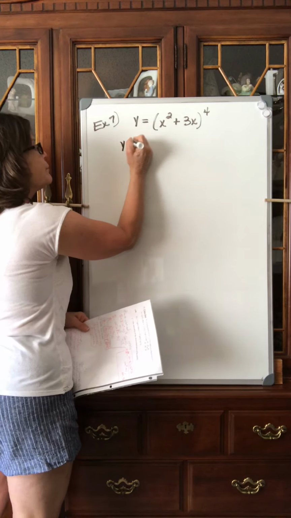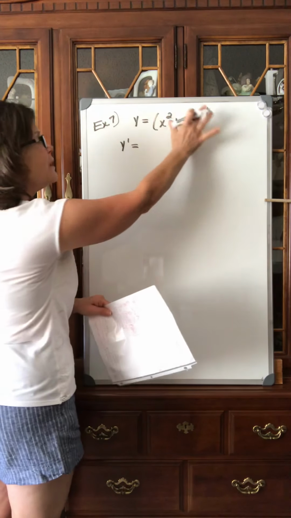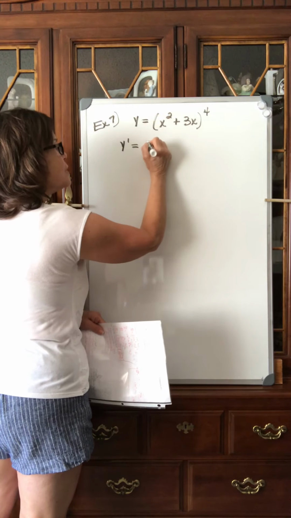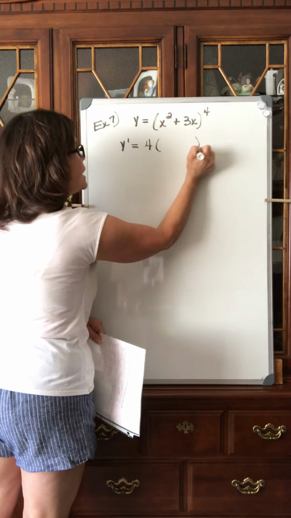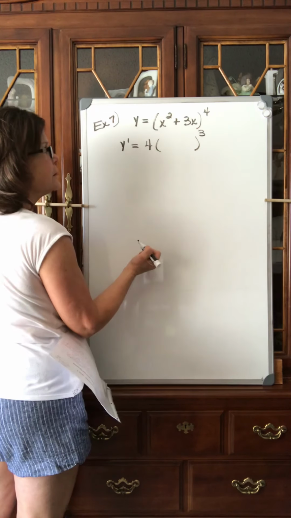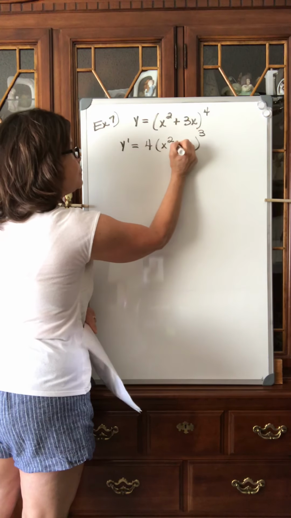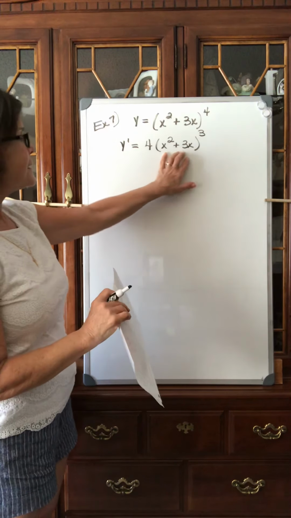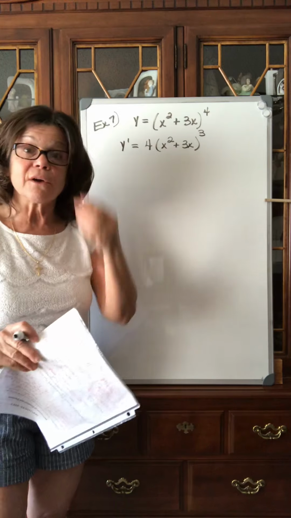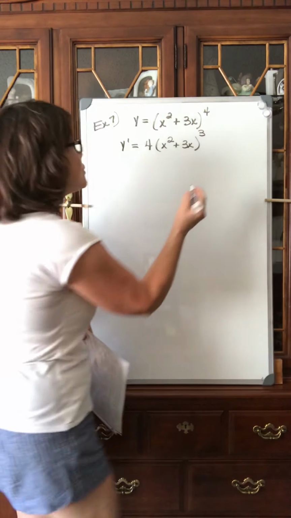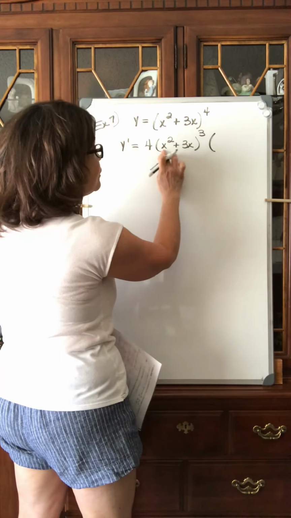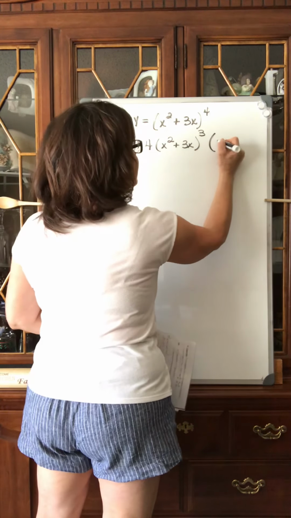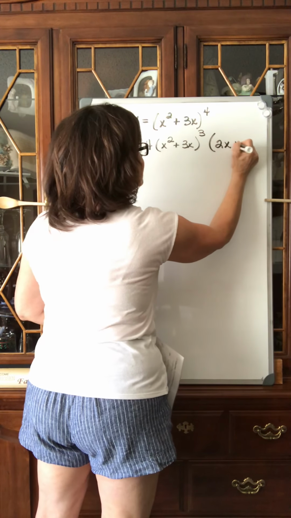So y prime is equal to the derivative of the whole function. So I'm going to take this 4, multiply it by the coefficient of 1, the coefficient becomes a 4, and I'm going to bring my exponent down by 1. Keep what's in the parentheses the same, that's the base of that exponent. This step right here is the derivative of the whole thing, and now I have to multiply that by the derivative of what's inside the parentheses. The derivative of x squared plus 3x is 2x plus 3.